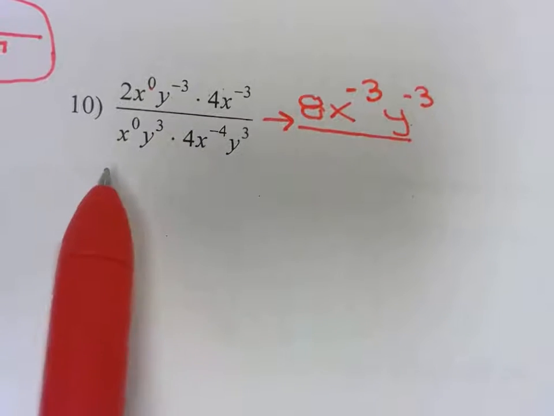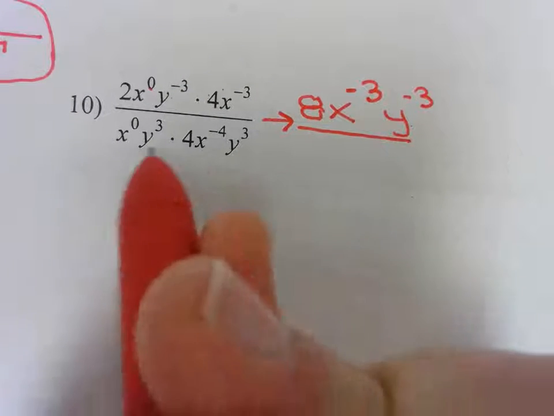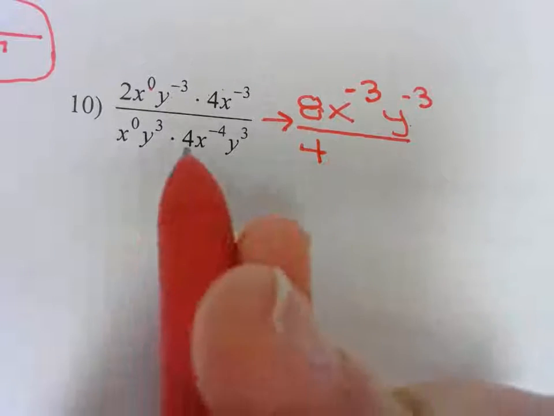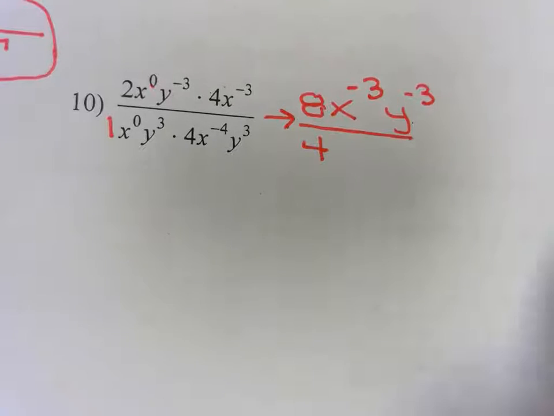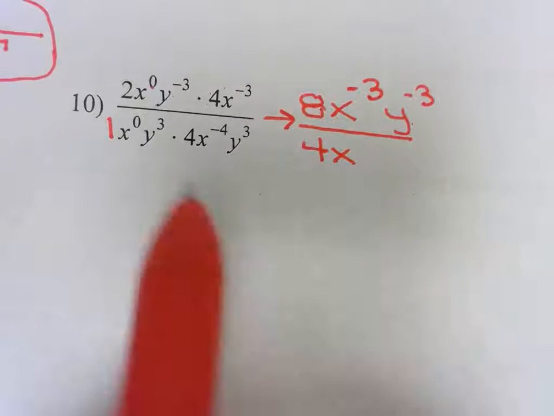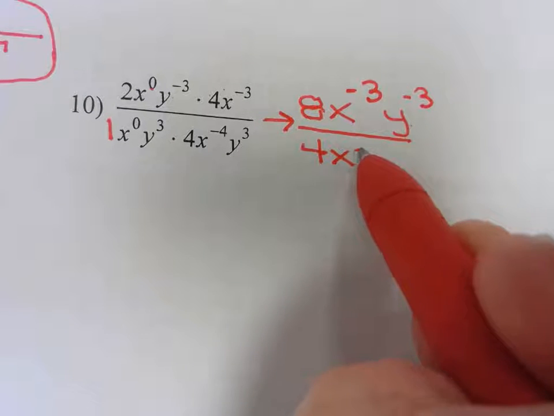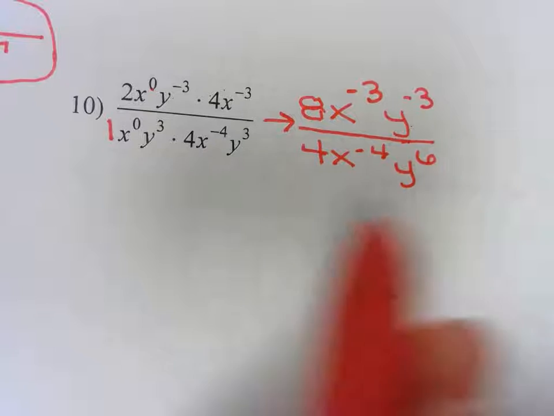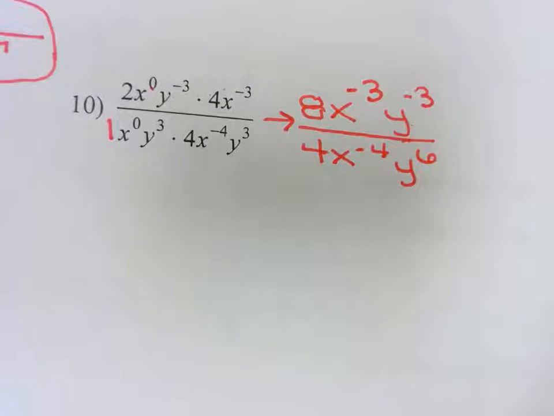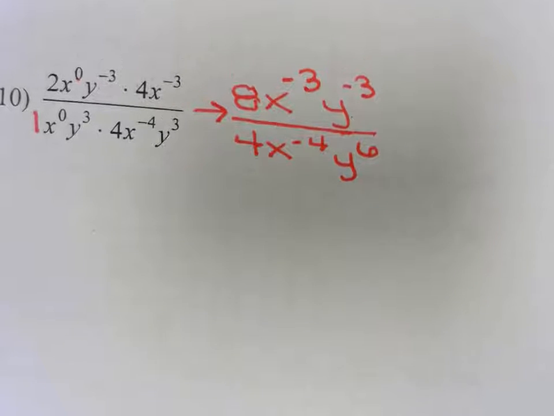On the bottom, when I multiply, my coefficient is going to be what? Coefficient is going to be 4. So you have a 4. This is a 1 here if you want to put it. So 1 times 4. And then go through and add your exponents. X to the, what's 0 plus negative 4? Negative 4. And then y to the 6. 3 plus 3, y to the 6. Okay, any questions so far?